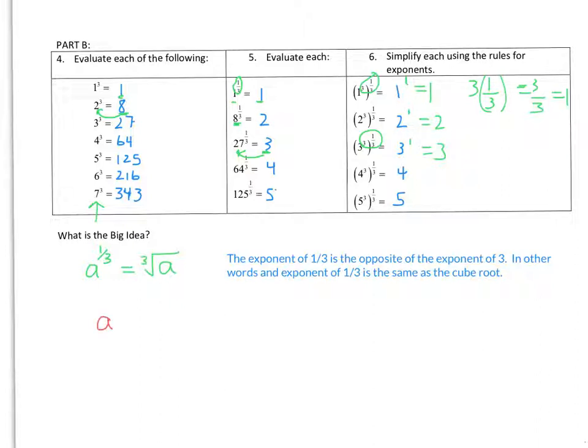Generally, we could write that as a to the exponent of 1 over n. So I don't know what that value of n is. It's any integer value. Actually, we'll make it any natural number, so like 1, 2, 3, 4, 5, and so on. That's going to be equivalent to the nth root of the base. Okay, the exponent of 1 over n will be the opposite of the exponent of n. In other words, the exponent of 1 over n is the same as the nth root, is what we call that. And I'll just type that in here too.